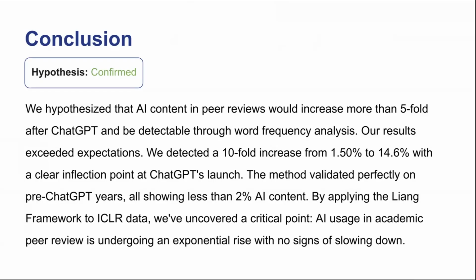And the method validated perfectly, again, on pre-GPT years because it showed less than 2% AI content, because you can't have AI content before ChatGPT was released. And so by applying this Liang framework to this ICLR data, we've uncovered, again, this critical point that AI usage in academic peer review is undergoing an exponential rise with no signs of slowing down.